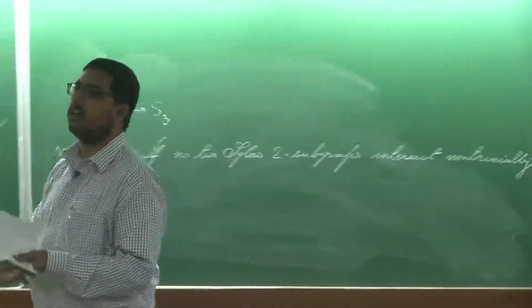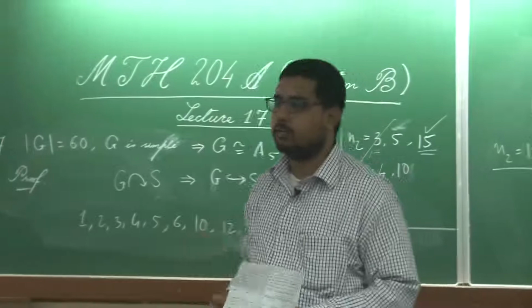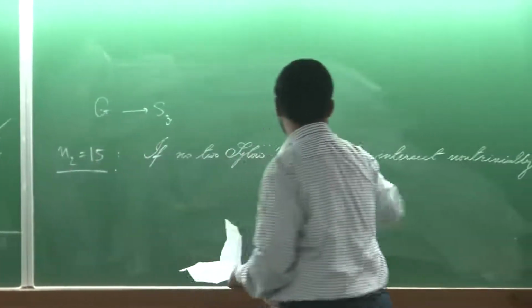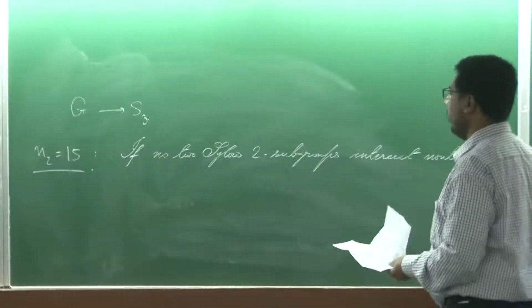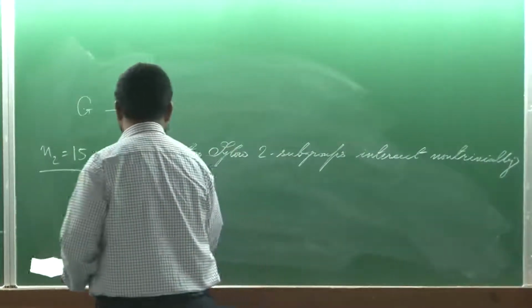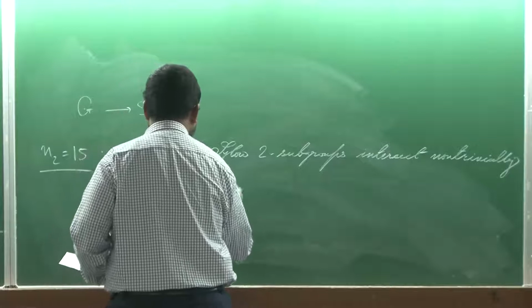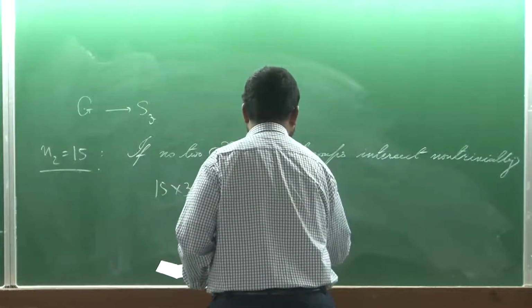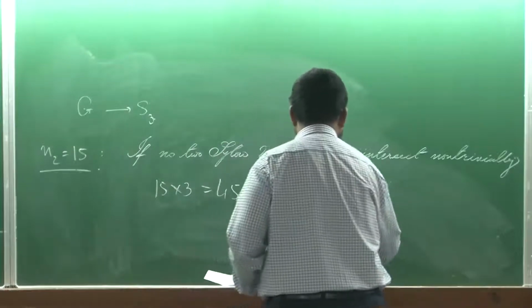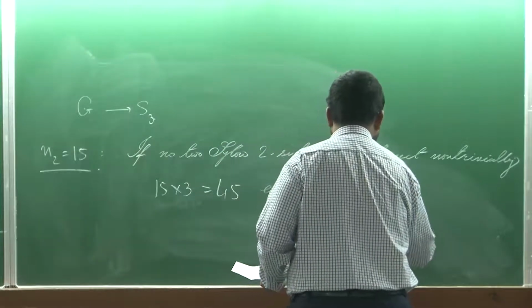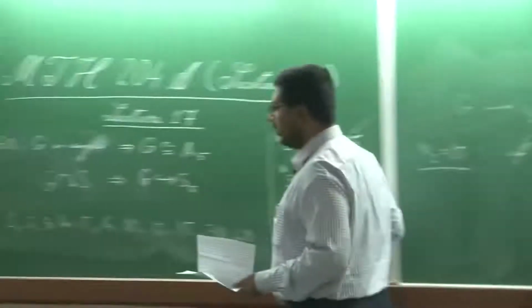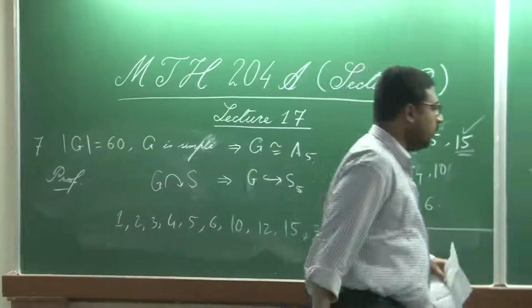So, they are having order 2 or 4. Each Sylow 2-subgroup has 3 elements of order 2 or 4, and if no 2 such Sylow subgroups intersect non-trivially, then we will have 15 times 3, that is 45 elements of order 2 or 4.